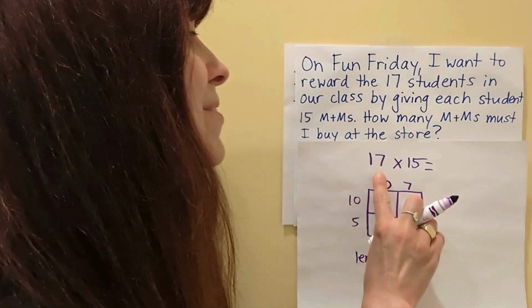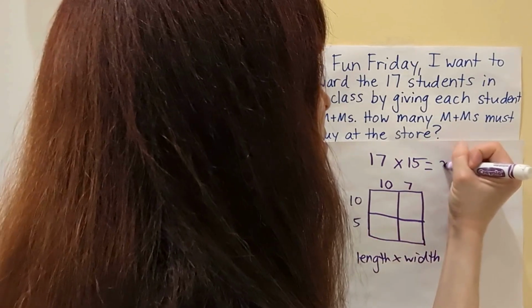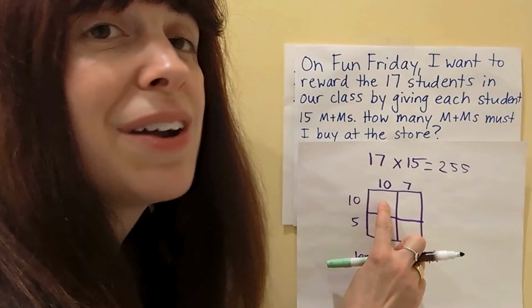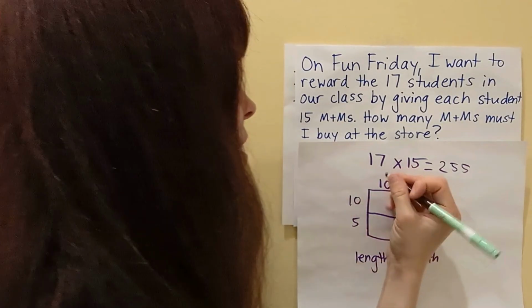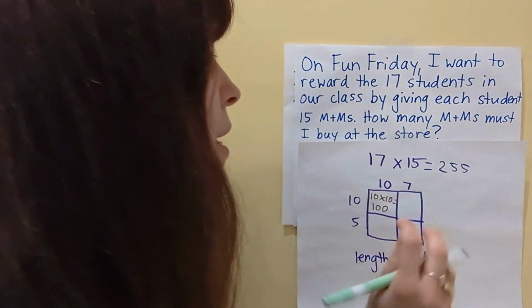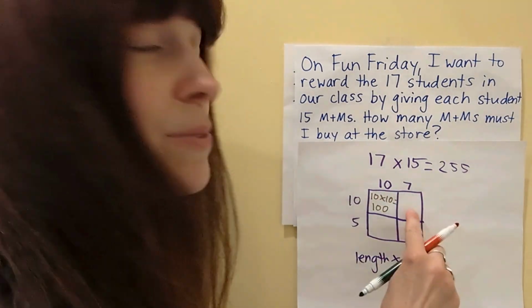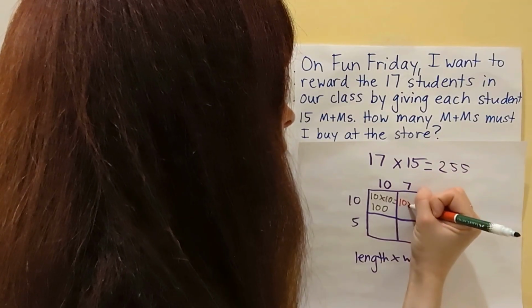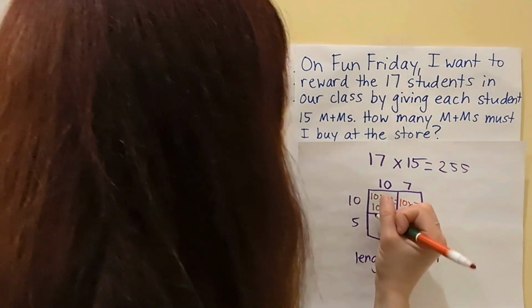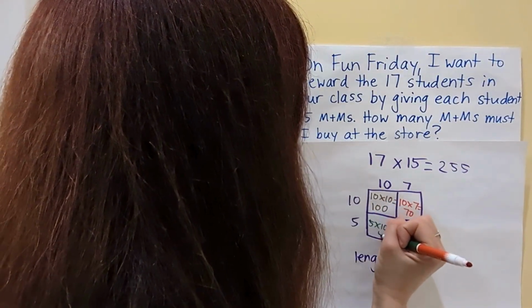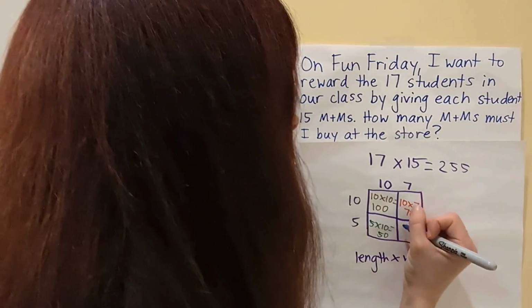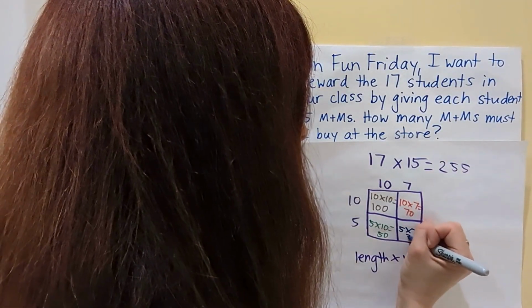Ivy and Addie, what's the answer to 17 times 15? 255. How did you decide that that was the answer? Let's start with the area of this rectangle. 10 times 10 equals 100. And how did you find the area of the next rectangle? 10 times 7 equals 70. And how about this rectangle? 5 times 10 equals 50. And finally, how did you find the area of this rectangle? 5 times 7 equals 35.